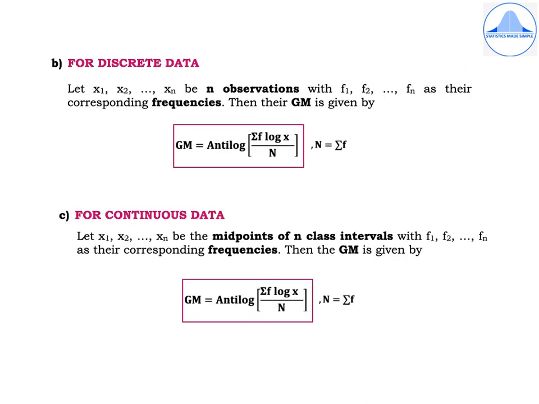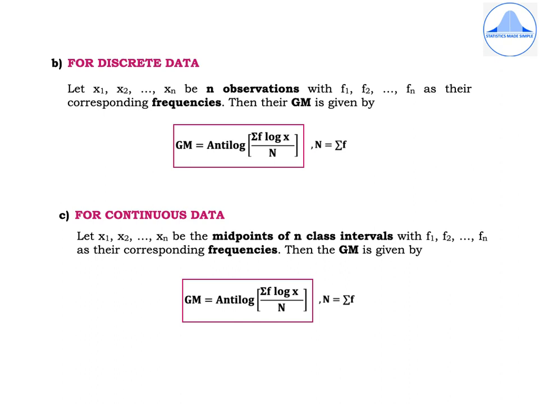Let's move on to the second subdivision, how to compute the geometric mean for discrete data. Let x1, x2, so on xn be n observations with f1, f2, so on fn as their corresponding frequencies. Then using a similar explanation, we reach this formula of the geometric mean for discrete data, that is GM is equal to antilog summation f log x divided by capital N, where capital N is equal to sum of the frequencies, that is equal to summation f.